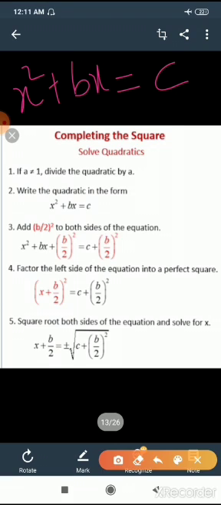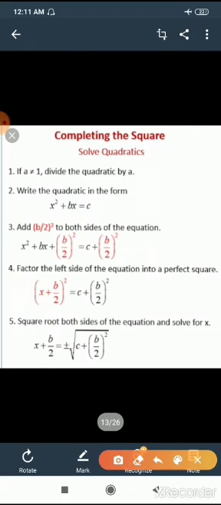Now add b by 2 whole square on both sides of the equation. Whatever the x coefficient is, now it will be b. Now you have to add b by 2 whole square on both sides. So here b by 2 whole square is added on both sides. Now these three terms, x square plus bx plus b by 2 whole square, make an identity: x plus b by 2 whole square, and c plus b by 2 whole square will be as it is. Now, as you want the x value, first of all find the square root of x plus b by 2 whole square, that is x plus b by 2 is equal to plus or minus square root of c plus b by 2 whole square.